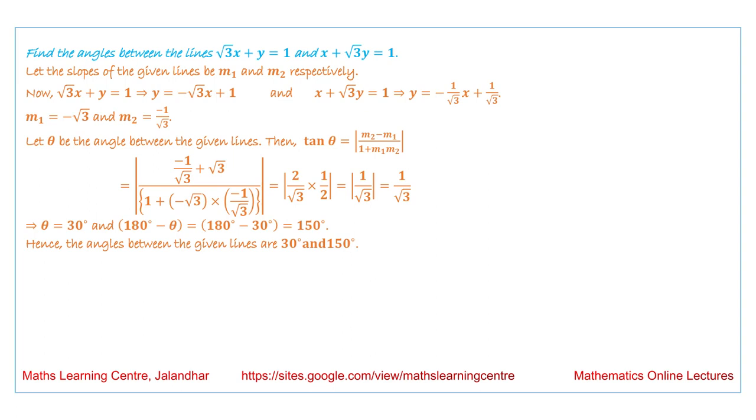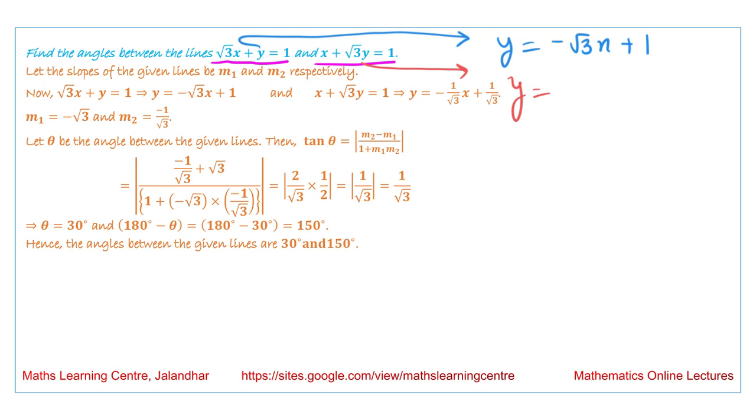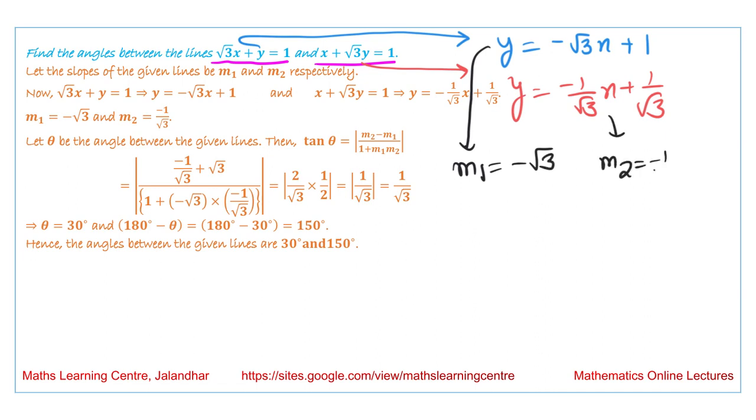Next is to find the angles between the lines. These are the two equations given to us. So this first equation we write in the slope intercept form, we get y is equal to minus root 3 x plus 1, and from this second equation, we can write y is equal to minus 1 by root 3 x plus 1 by root 3. Now from the first equation, the value of slope m1 is minus root 3. From the second equation, the value of m2 is minus 1 by root 3.